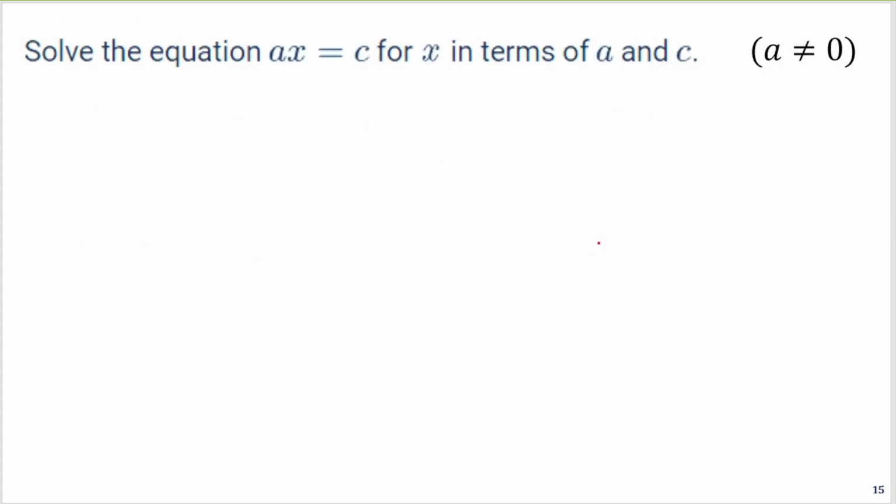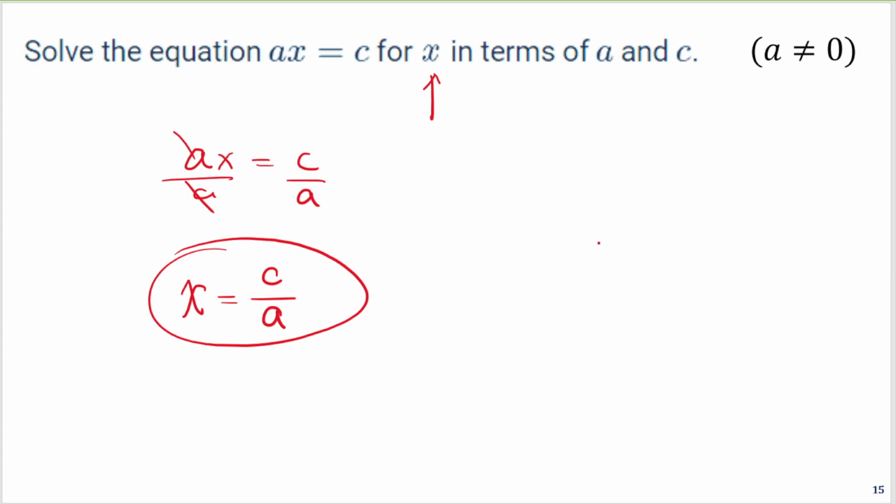Okay, let's see another example. Solve the equation ax equals c for x in terms of a and c. Again, if you want to solve an equation for x in terms of any other letters, then just treat any other letters as constants. So in this question, it tells you that a is not zero. Therefore, we can divide both sides using a. So that'll cancel a on the left side. That'll give us x equals c over a, and this is our solution for x in terms of a and c, right? Did you get it?